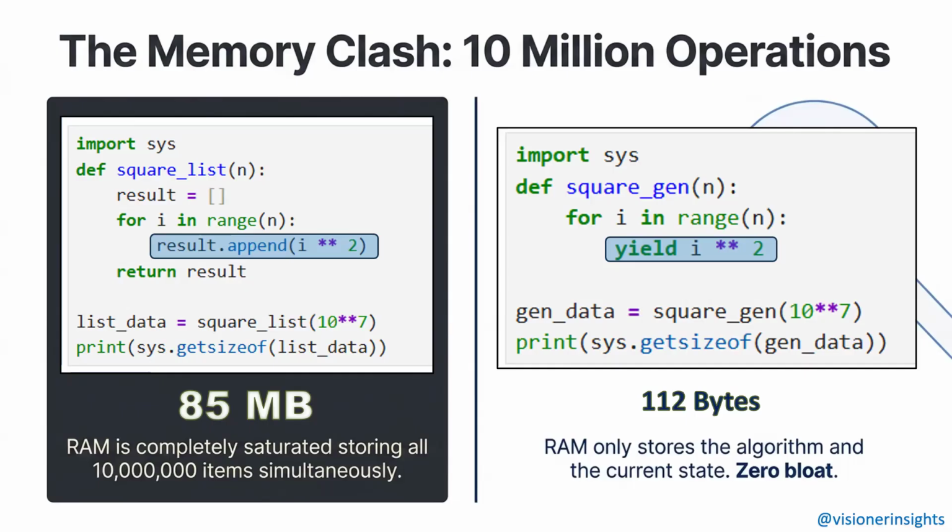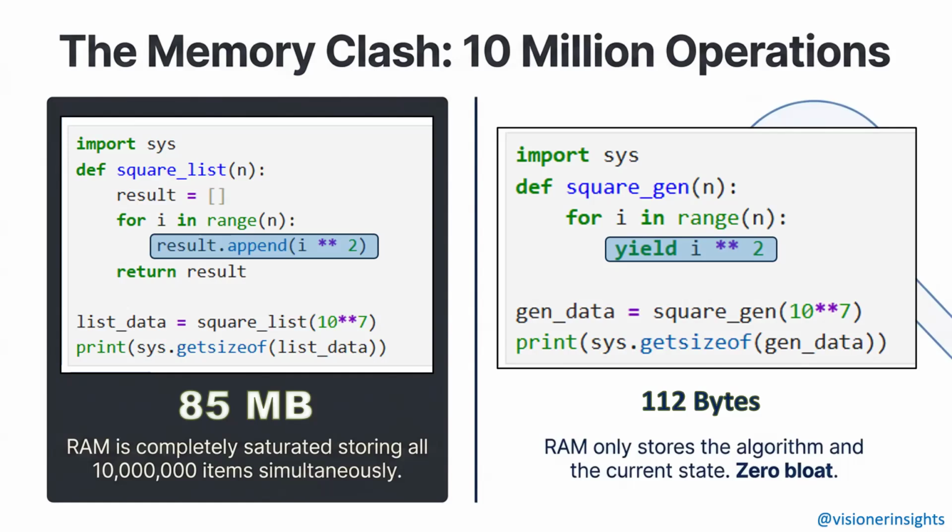Okay, let's break down the code. On the top, we have square_list(n). We create an empty list called result, run a for loop 10 million times, and use .append(i**2). Finally, we return the whole list. This eagerly calculates all 10 million items and stuffs them into RAM all at once. That's what bloats your memory to 85 megabytes.